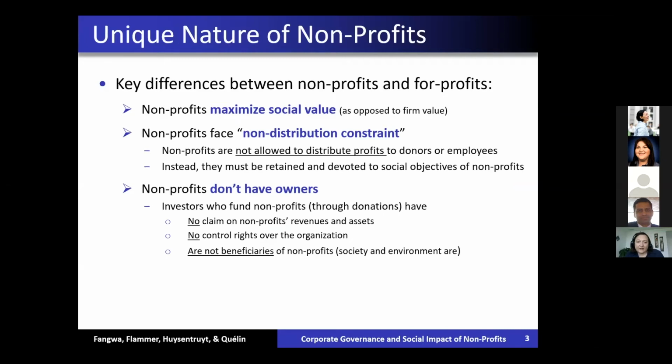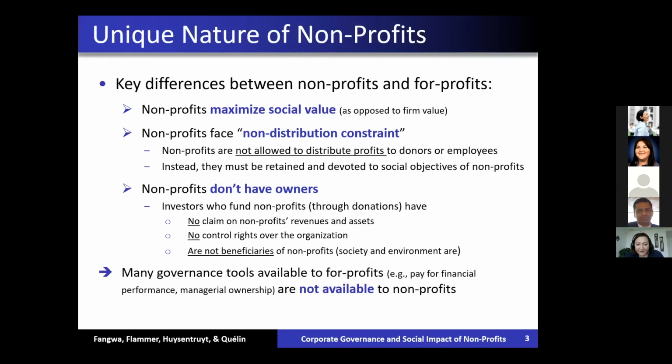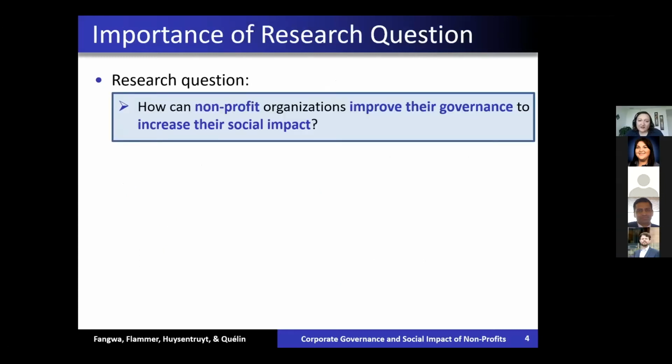And so a direct implication of this non-distribution constraint is that nonprofits do not have owners. That is, investors who fund nonprofits through donations have no claim on nonprofits' revenues and assets, no control rights over the organization, and they are not the beneficiaries of nonprofits. Accordingly, many of the governance tools that are available for for-profits, such as pay for financial performance or managerial ownership, are not available for nonprofits. And so this begs the question again, how can nonprofits improve their governance to increase their social impact?